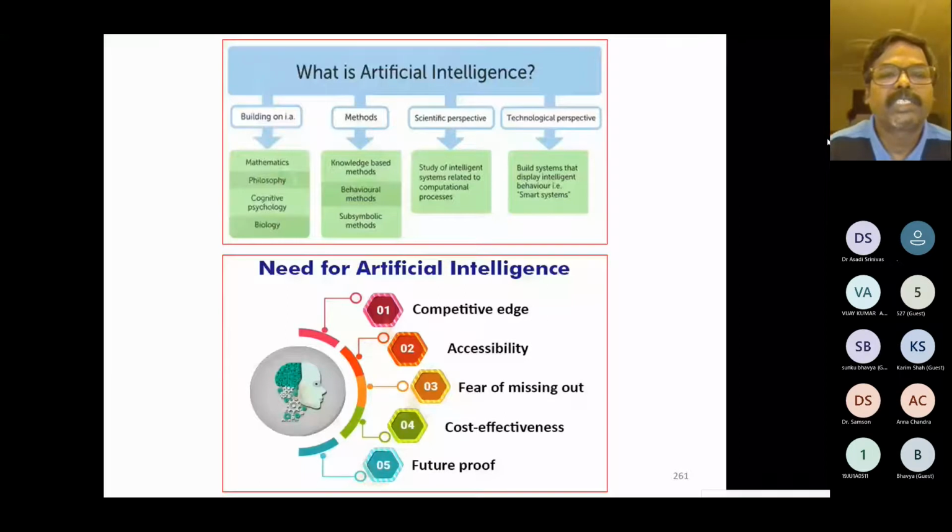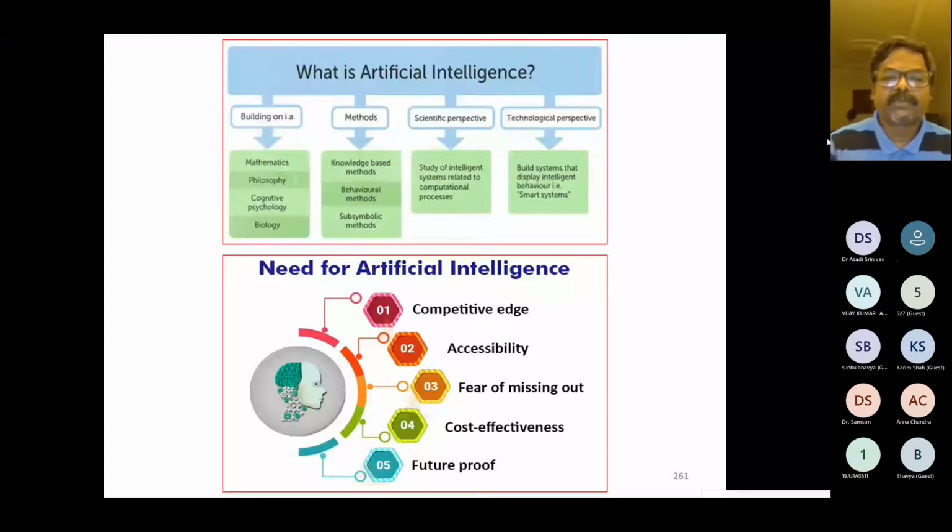Building on AI applications like mathematics, philosophy, cognitive psychology, biology. What are the methods we are using in artificial intelligence? Knowledge-based methods, behavioral methods, and sub-symbolic methods, etc. Scientific perspective: study of intelligent systems related to computational processes. And the technological perspective: build systems that display intelligent behavior, that is, smart systems.